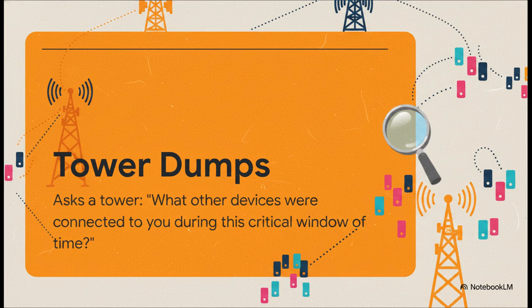All right, now this next one is really cool because it totally flips the script. It's called a tower dump. Instead of tracking one specific phone, you go to a single cell tower and you ask it, hey, show me every single phone that connected to you between, say, 10 p.m. and midnight. And just like that, you can find 2 phones that were in the same place at the same time, even if they never once called or texted each other.